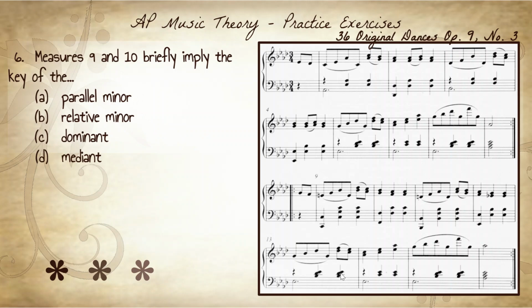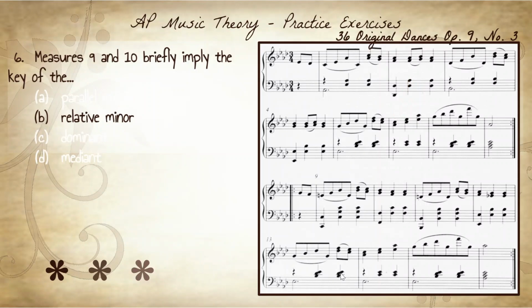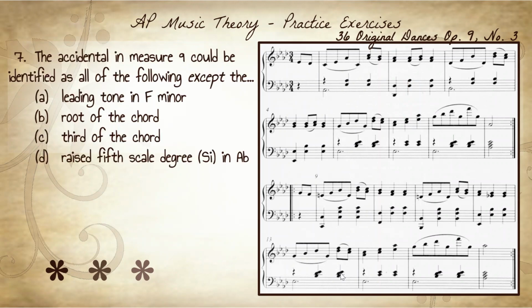Measure 9 and 10 briefly imply the key of the A, parallel minor, B, relative minor, C, dominant, or D, mediant. Correct answer is B. Measures 9 and 10 briefly imply the key of the relative minor, F minor. 7. The accidental in measure 9 could be identified as all of the following except the A, leading tone in F minor, B, root of the chord, C, third of the chord, or D, raised fifth scale degree in A flat.